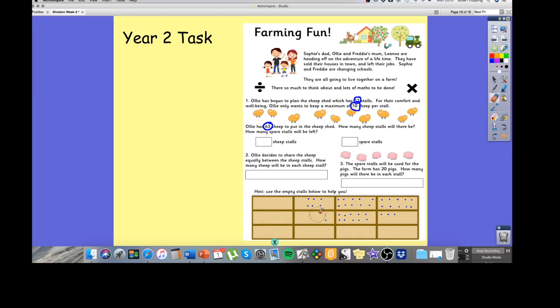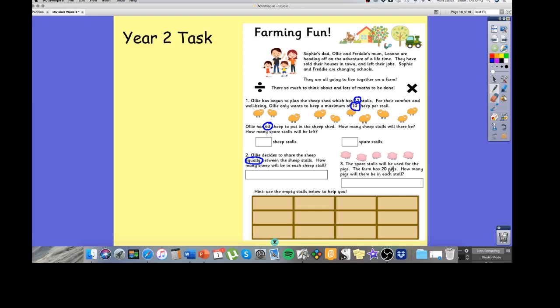The second part, I'm going to rub all of that out. The second part says those 63, we need to put them into equal groups. So I would get 63 objects. I know that sounds like a lot. Get 63 things and see if you can share them out into equal groups. How many would be in each group? So equally is the part of this one that you need to underline. Then it says the spare stalls will be used for pigs. Their farm has 20 pigs. How many will be in each stall? So whatever the number of stalls you've got left over after question 2, I want you to share 20 pigs into that. How many pigs will be in each one?